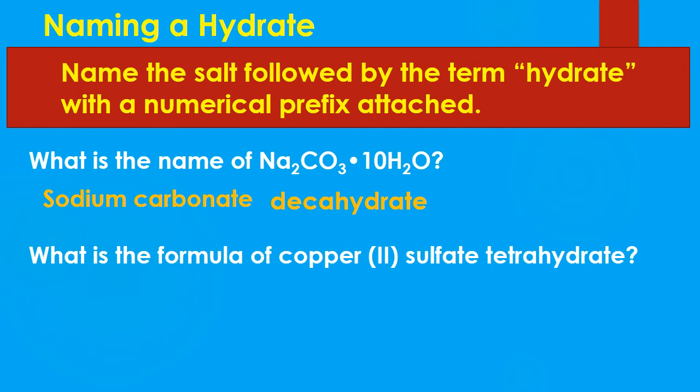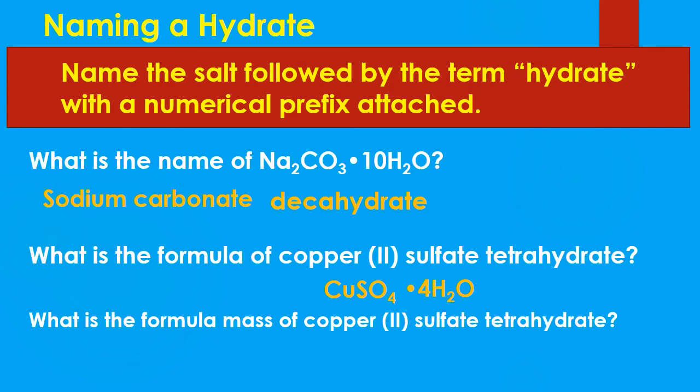So what's the formula for copper 2 sulfate tetrahydrate? So copper 2 sulfate, so copper is plus 2, sulfate is minus 2. So that's CuSO4. We put a dot, and tetrahydrate will be 4H2O.